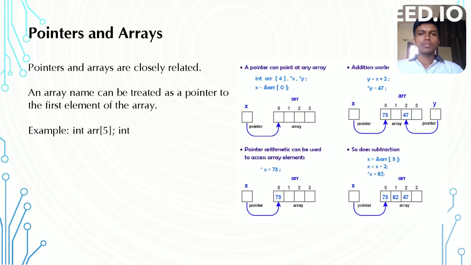Pointers and arrays. Pointers and arrays are closely related. An array can be treated as a pointer to the first element of the array. Example, int array[5]. An array name often represents a pointer to the first element of the array. You can use pointers to iterate through array elements, dynamically allocate memory for arrays, and pass arrays to functions efficiently by passing their memory addresses. Understanding the relationship between pointers and arrays is fundamental for efficient memory manipulation and array handling in these languages.